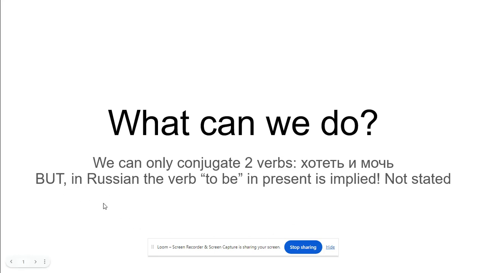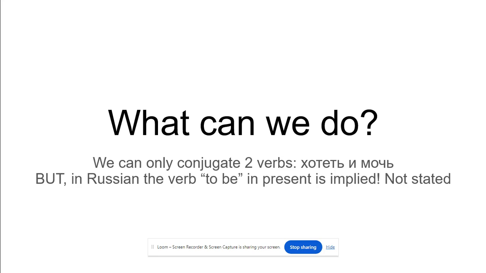But I say, in Russian, the verb to be in the present tense is implied, but not stated. And therefore, we can also work with the verb to be, and we don't even have to know it. How cool is that? I think it's pretty cool.